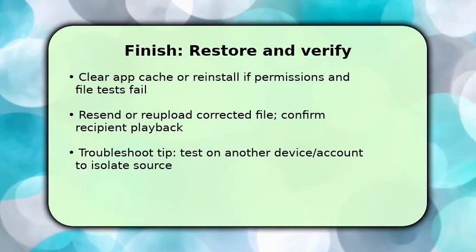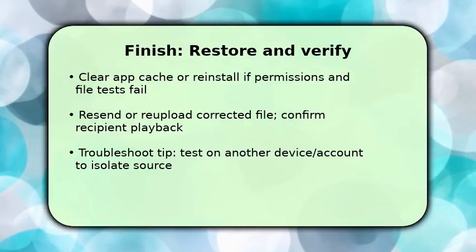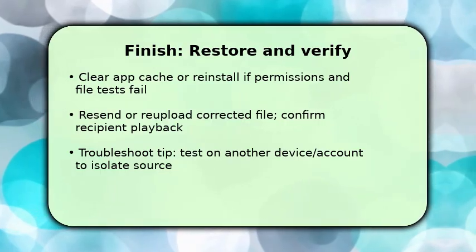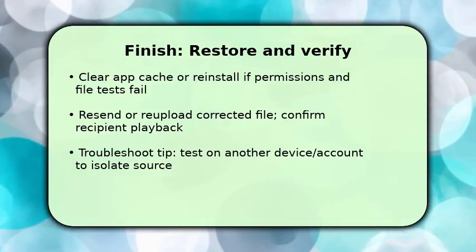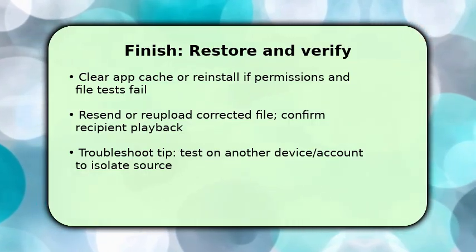You finish by restoring normal operation and verifying success. If the message still won't play, clear the app cache or reinstall the app to remove corrupted settings. Once done, resend or reupload the corrected file and confirm the recipient can play it. Make sure to check audio volume and speaker selection as a quick sanity check.